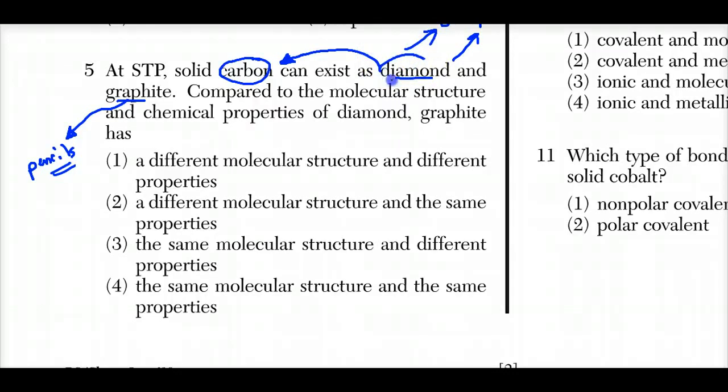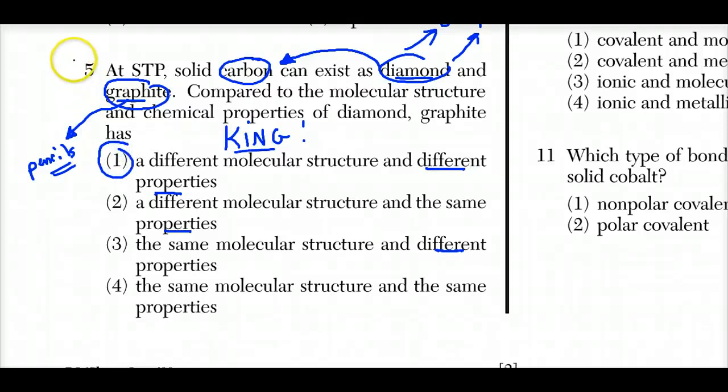However, there's no mistaking that diamond and graphite have two different properties. And you should know this very clearly. As I keep saying in many parts of my course, structure is king. You change the structure, you change the chemical and physical properties. So because we know they have different properties, they must have different molecular structures. So choice 1 is the answer. Different molecular structure, different properties.